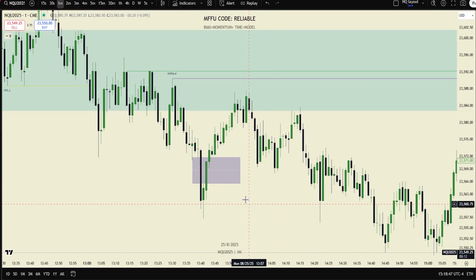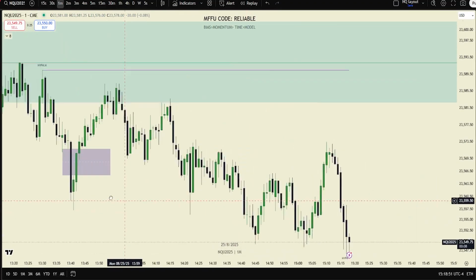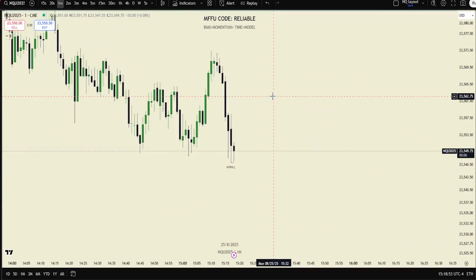In this trade, do you take partials? No, I wouldn't have taken partials until liquidity was swept. I only take profit when we hit liquidity or tap into an unfilled inefficiency.